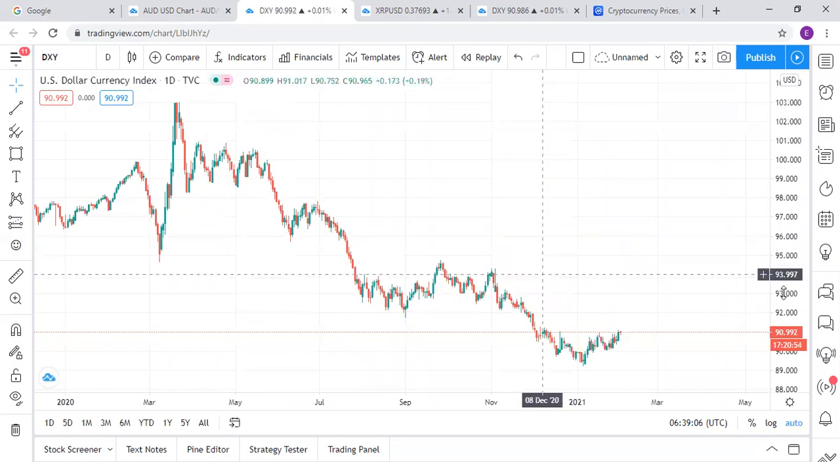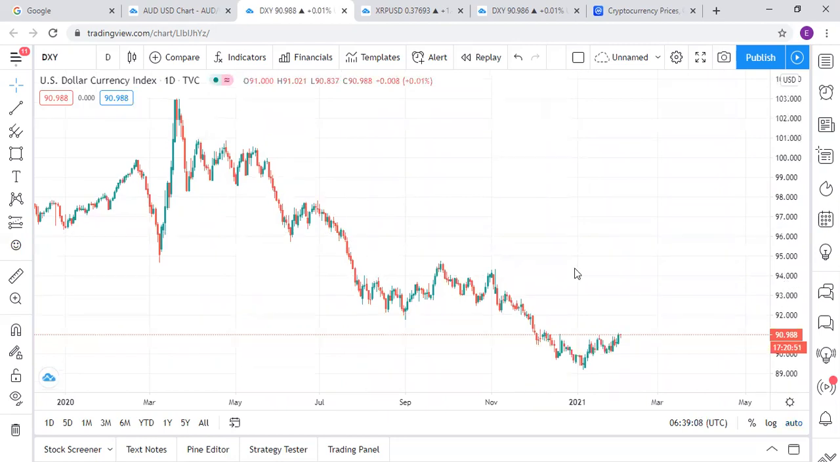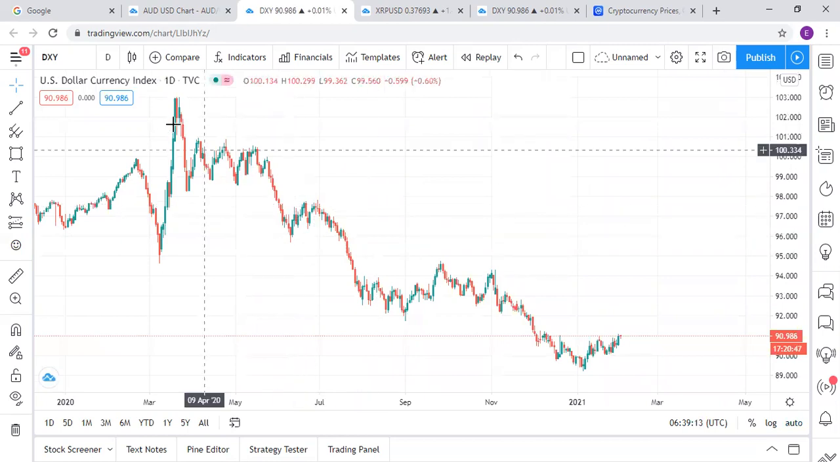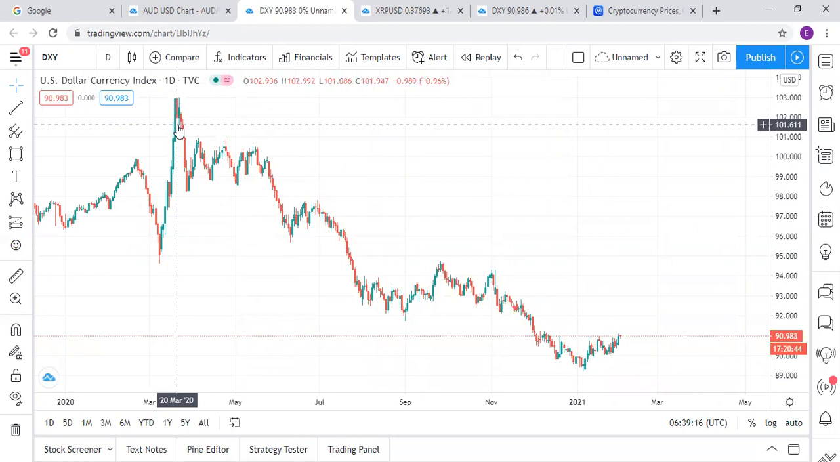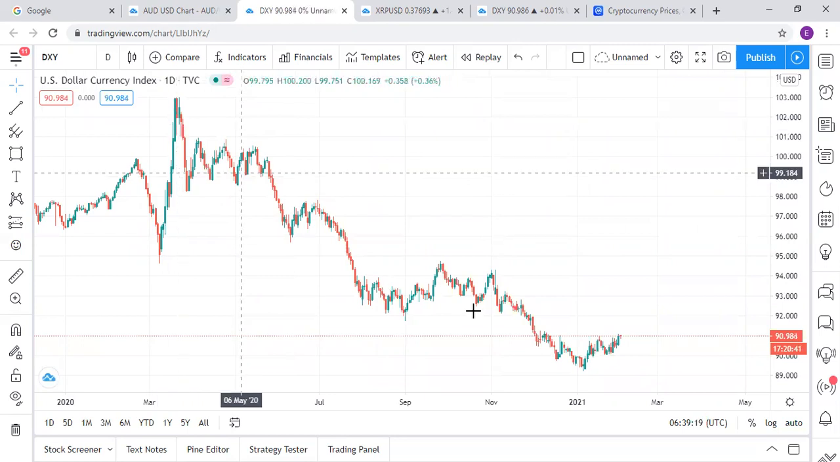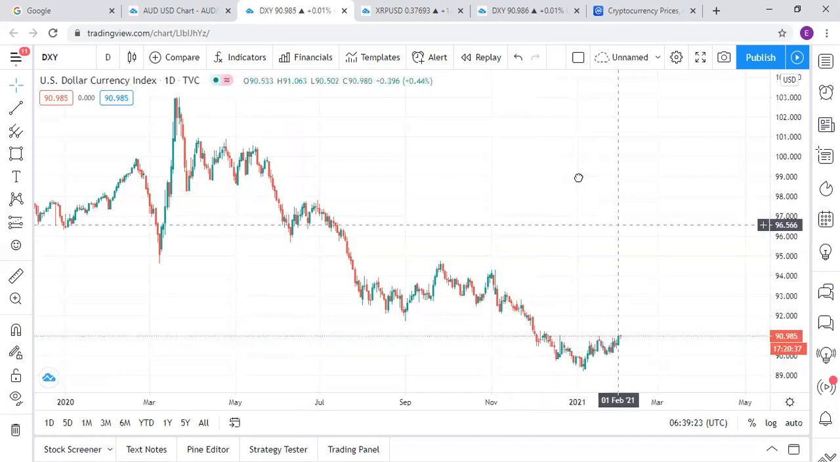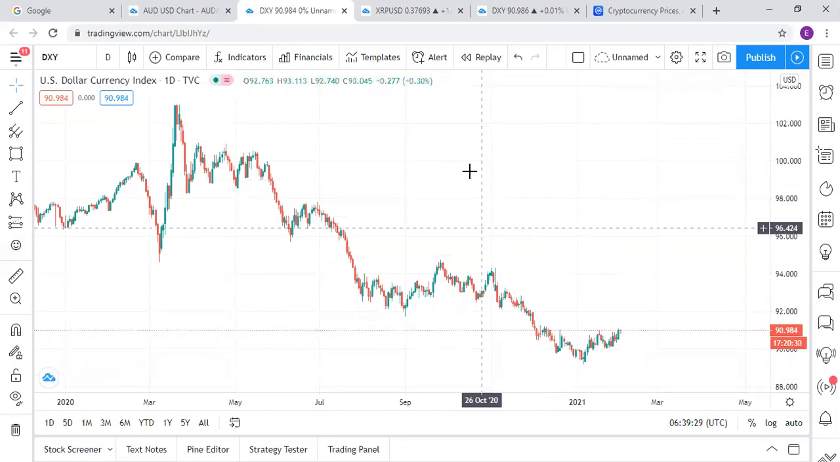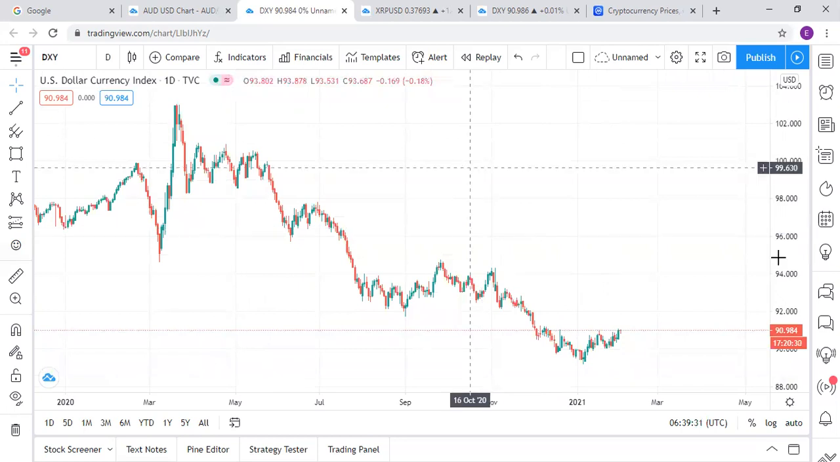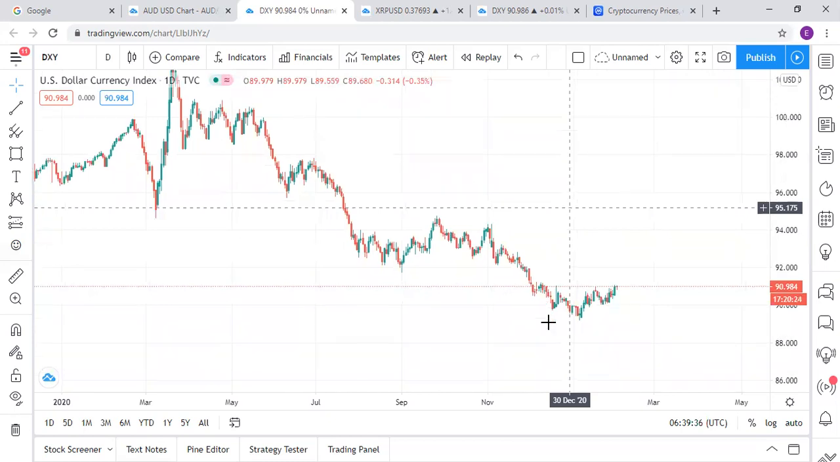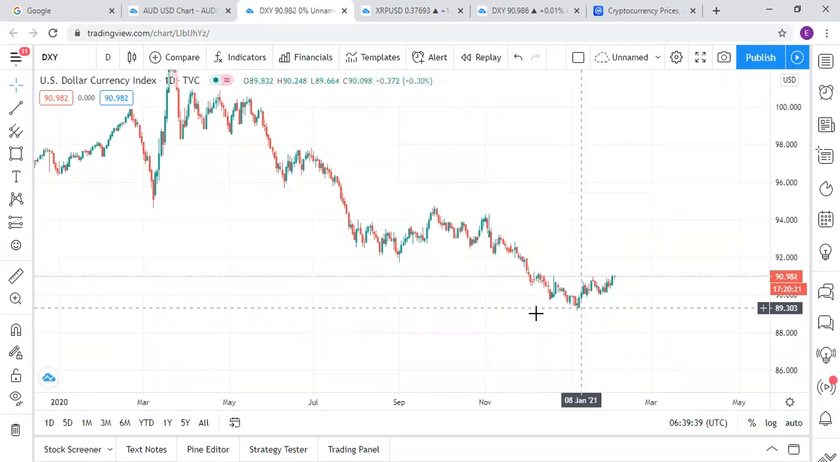Okay, if you guys can see very well, you understand that on the DXY we've been on a downtrend for a long time, since the 28th of March. The DXY has been selling for a very long time, since March 2020. Okay, so what is the state we are at now? Now, the state we are at is this.